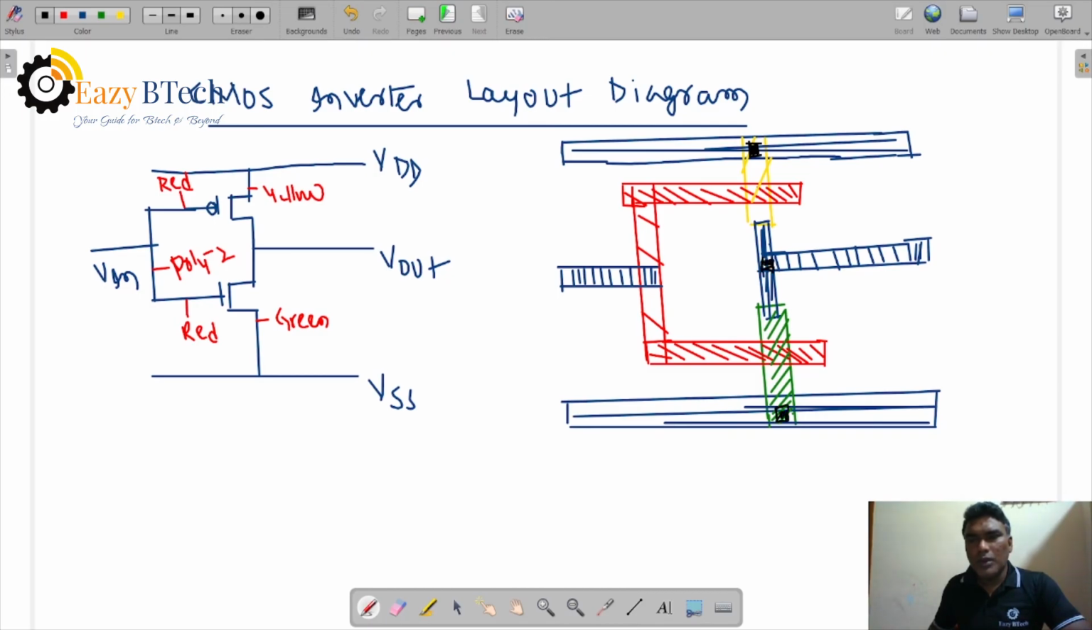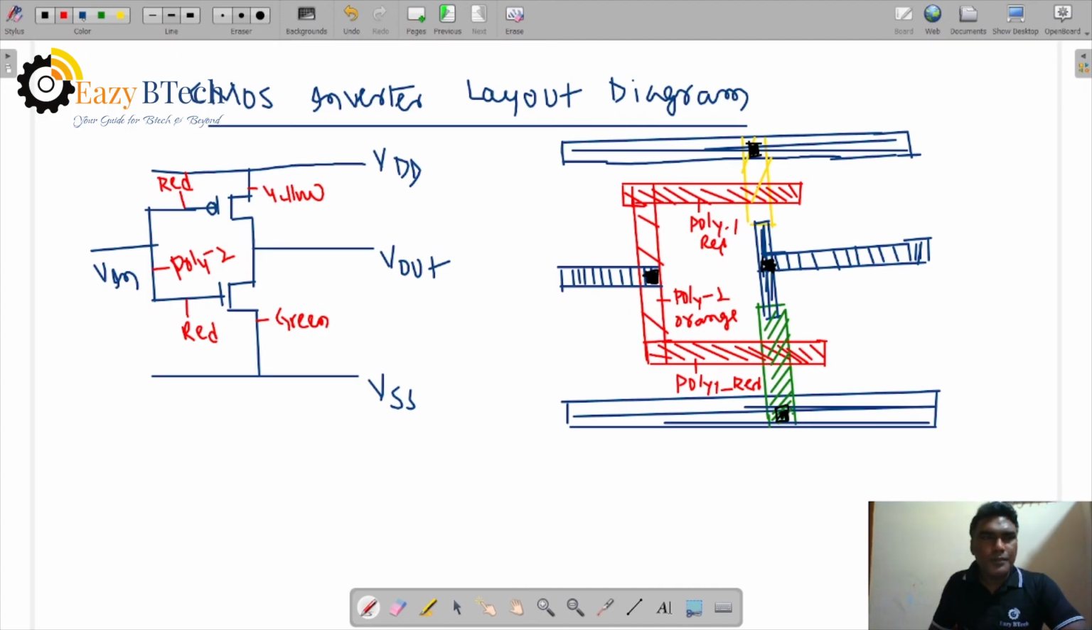Here is also a contact area. Here is also a contact area, right? Joining of metal 1 and poly 2. Let us see the representation. This is poly 2, orange color. This is an actual gate terminal. This is poly 1, so poly 1 is red color, the actual poly 1 red color.